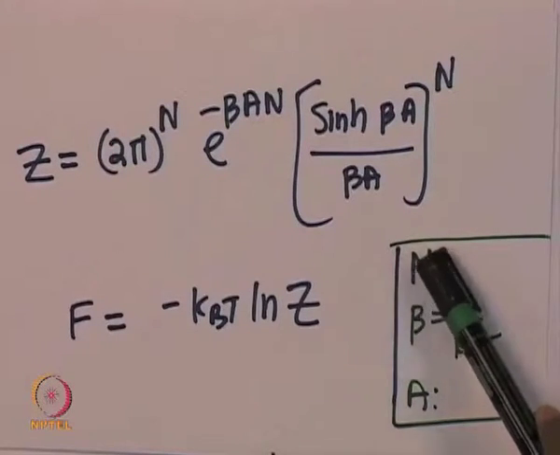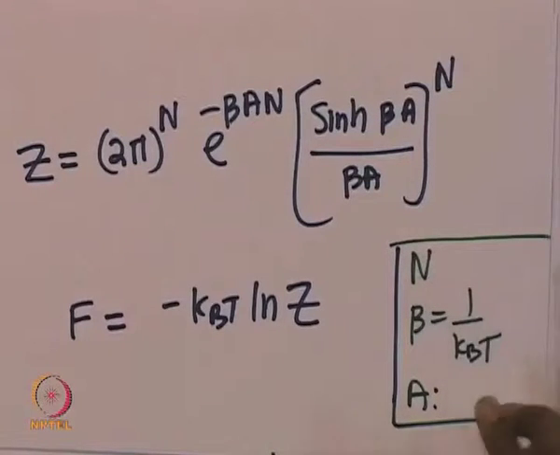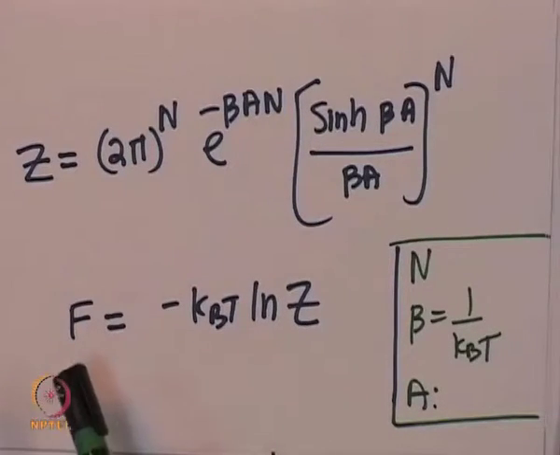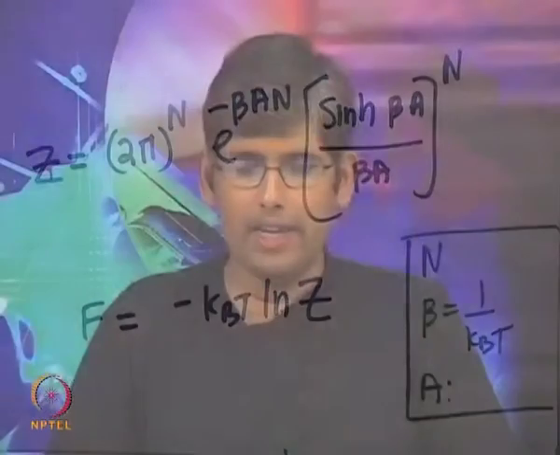How many monomers are there? How many base pairs are there? N is basically related to the length of the DNA. It depends on the temperature, of course. It depends on A, which is the bending stiffness. So, free energy will give you all properties of the DNA. You can derive all properties of the DNA from free energy, and we will see some examples immediately.